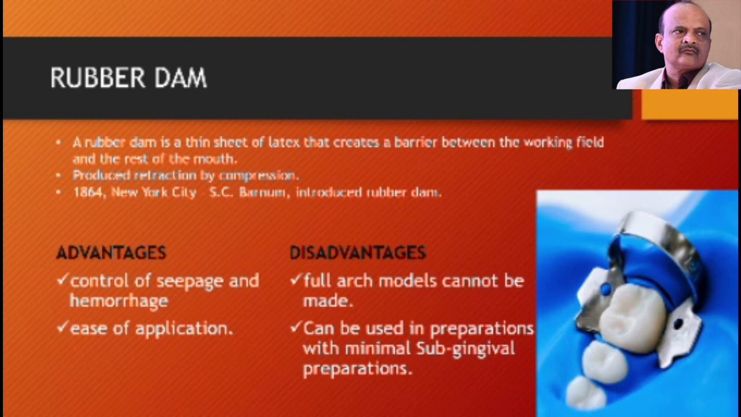Rubber dam was invented by Barnum in New York City in 1864, and we are all very familiar with this procedure: a thin latex sheet which creates a barrier between the working field and the rest of the mouth. The advantage of this technique is that it controls seepage and hemorrhage, and it has ease of application. Whereas the disadvantages are that it cannot be used as a retraction technique for full mouth models, and it can be used only in preparations with minimal subgingival preparation.